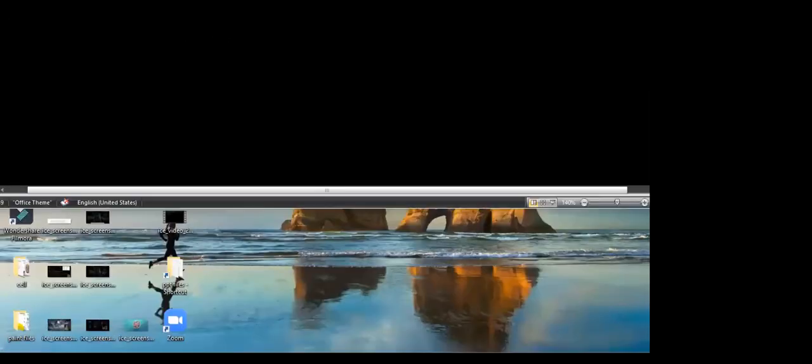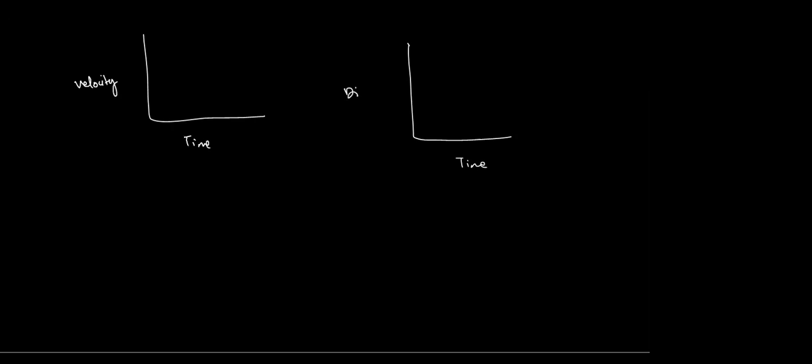First of all, there are two types of graphs that we have. We have the velocity time graph, and another one is the displacement time graph. Let me write it properly. The names are velocity time graph, and another one is the displacement time graph.